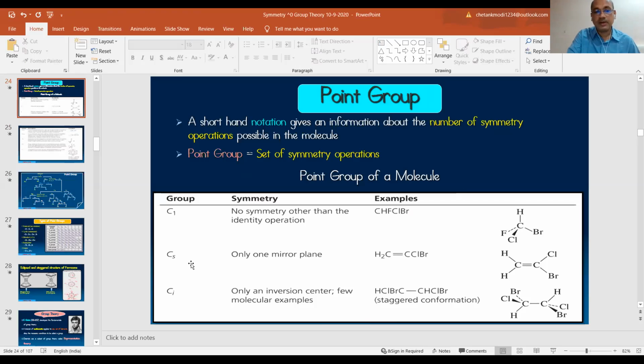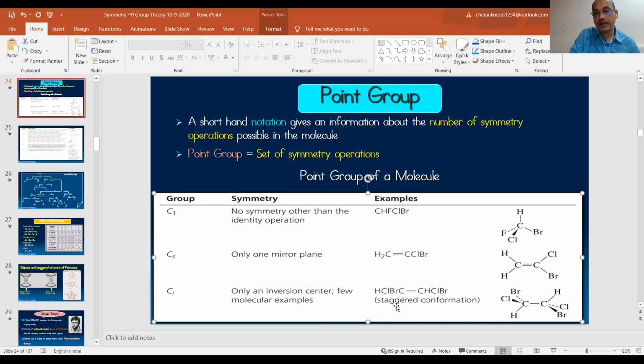Look at this molecule, H2C=CClBr, where only one sigma plane is present along with identity. So it consists of only 2 symmetry elements, E and sigma. Therefore, the point group is Cs. Here, C1 is the molecule where at the terminal site hydrogen, fluorine, chlorine and bromine are present. Therefore, in that case, no symmetry elements are present except identity. So only identity is present, and the point group is categorized as C1.